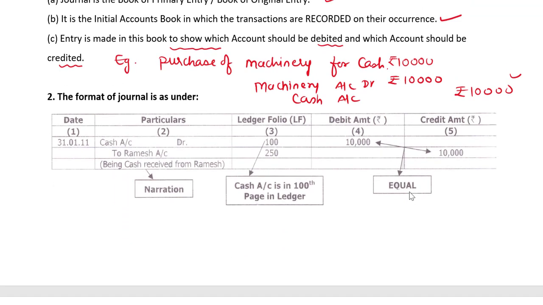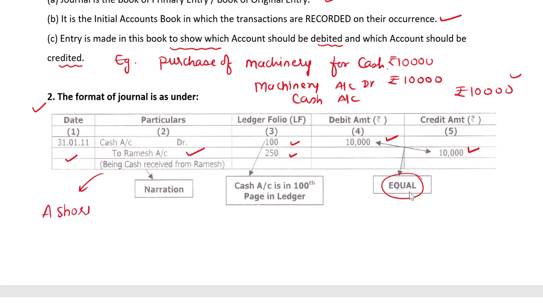Just see it over here. There is a format of journal given over here. Date, particulars, ledger folio, debit amount, and credit amount. So we have put in the date over here. This is the particulars. Cash account debited to Ramesh account. This is the folio. Over here 10,000, 10,000. 10,000 to be debited and 10,000 should be credited. So these two 10,000s should be equal. That means the debit value should equal the credit value, or the debit column should always be equal to the credit column. Narration, a short description of the journal entry.